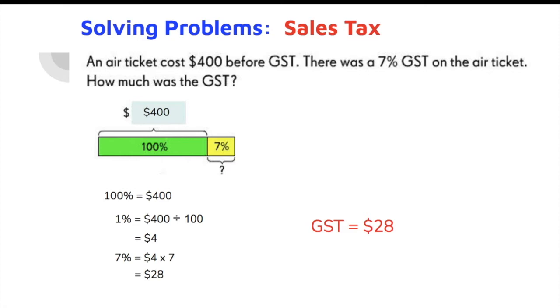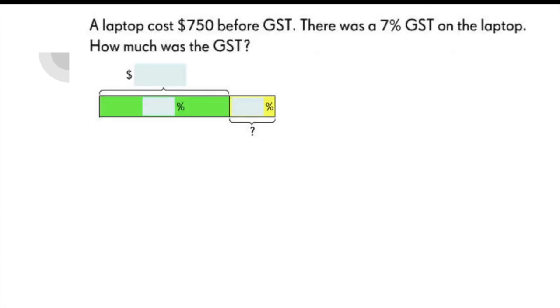Let's move on to the second example. A laptop cost $750 before GST. There was a 7% GST on the laptop. How much was the GST? So what is one whole or 100% of that? That's the cost of the laptop, which is equivalent to $750. And what is the percent of the GST? That's 7%. So 100% is equivalent to $750.